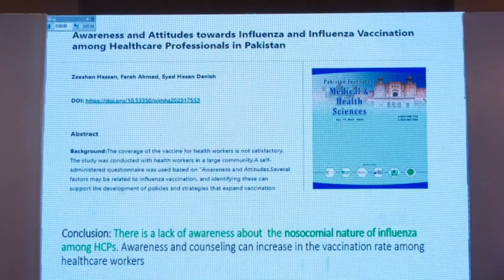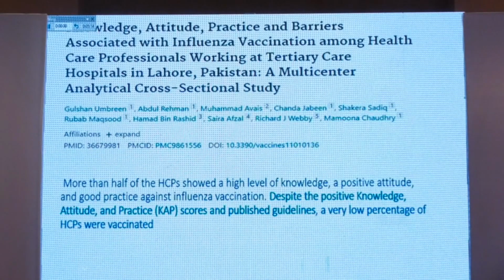But in this study that was conducted in Pakistan, there was a lack of awareness amongst the healthcare professionals about the nosocomial spread of this influenza infection, and therefore a reduced vaccination rate. Similarly, despite a positive knowledge, attitude, and practice score and published guidelines, a very low percentage of healthcare professionals were vaccinated. May I ask, all of us are healthcare professionals, how many of us received vaccination last year?